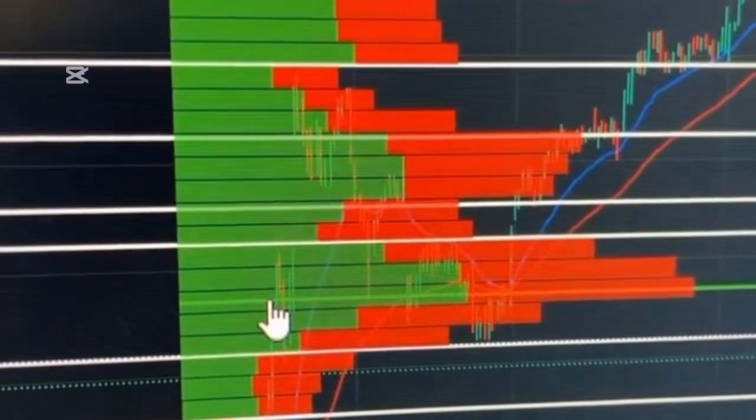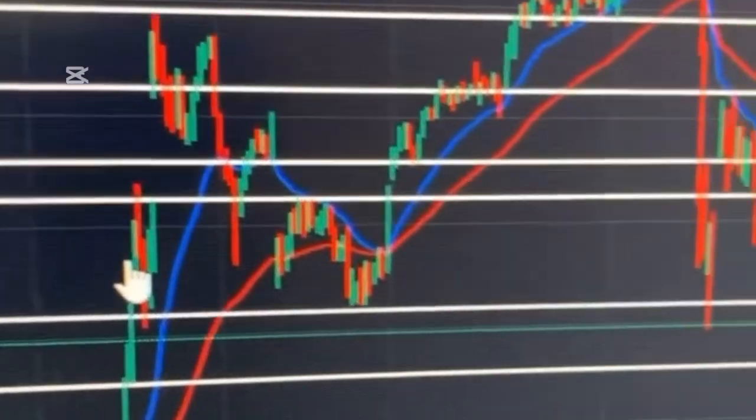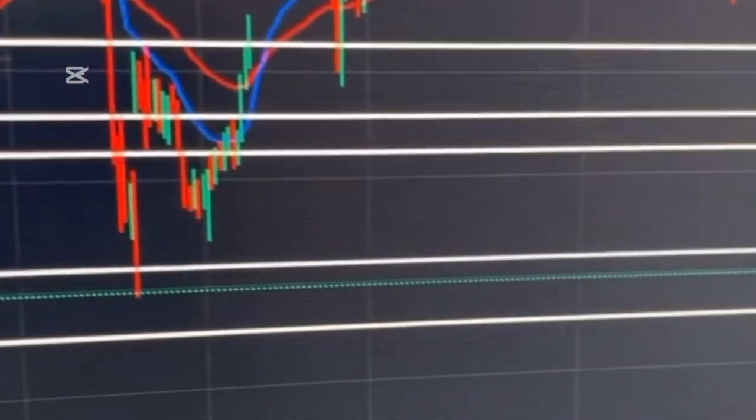Now I'll remove the volume profile like that. And now I have pretty decent levels of support and resistance.